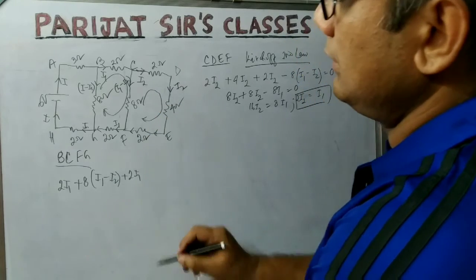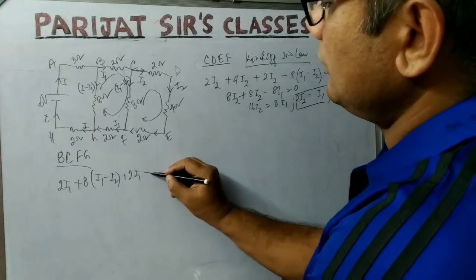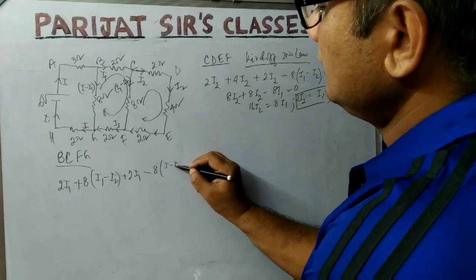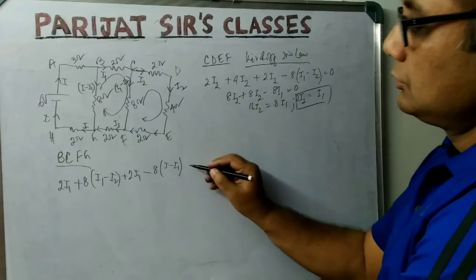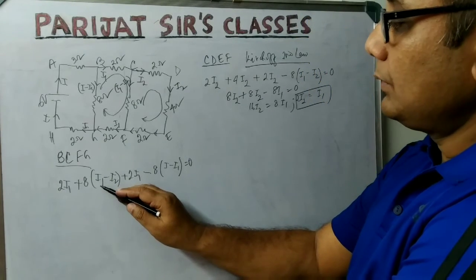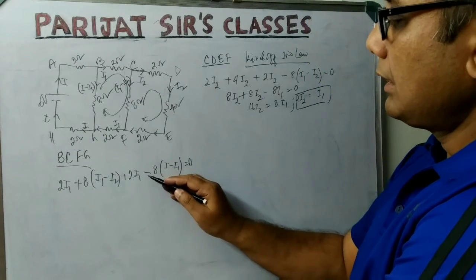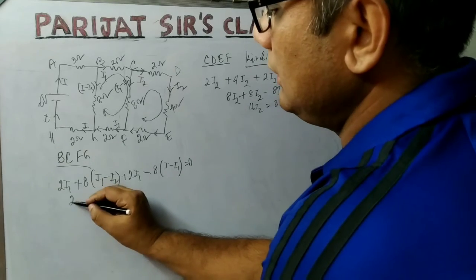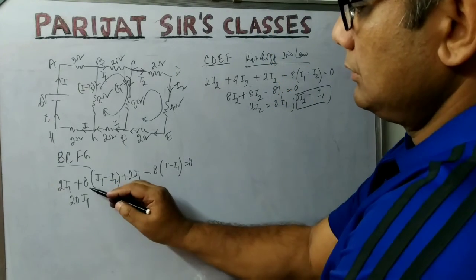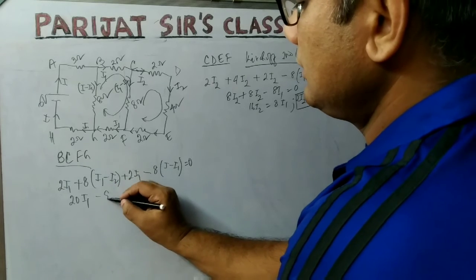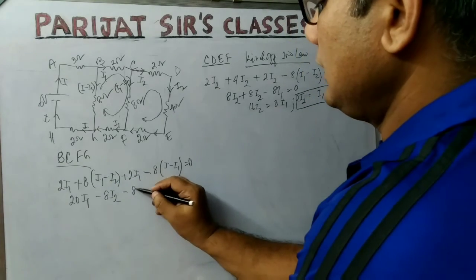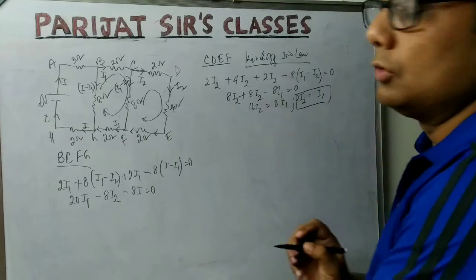So 2I1, and now opposite to the direction of the current, so minus 8(I minus I1) should be equal to 0. So let's solve: 2I1 and 8I1 is 10I1, 12I1 and plus 8I1, so 20I1, and similarly minus 8I2 minus 8I is 0.